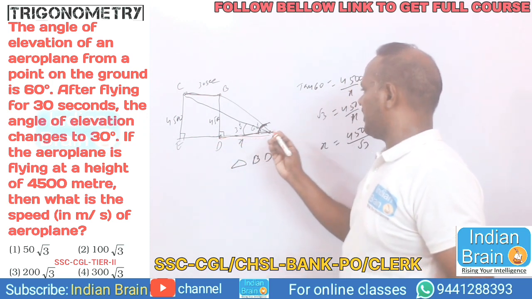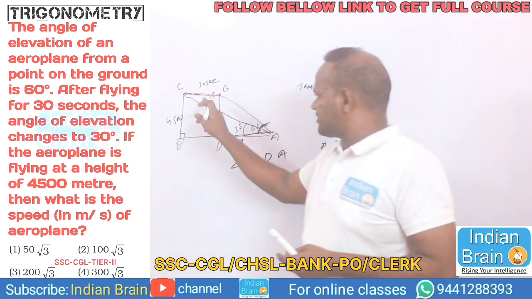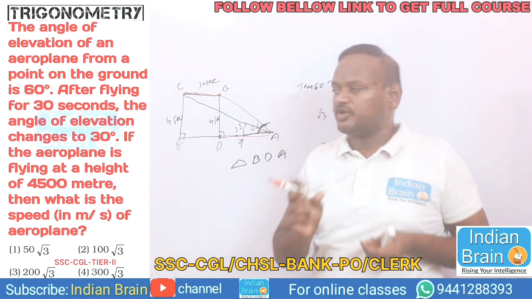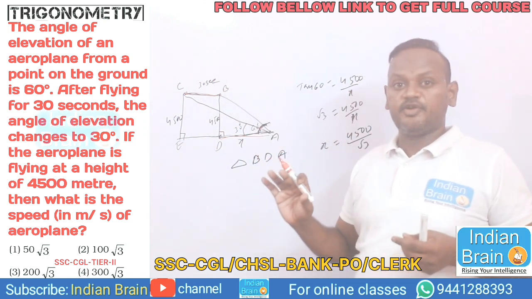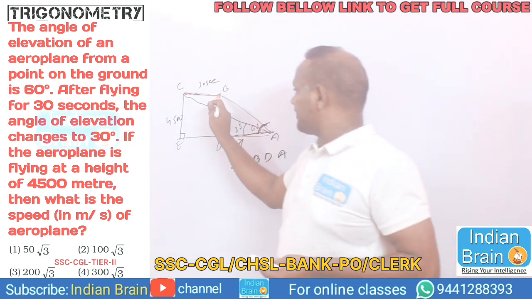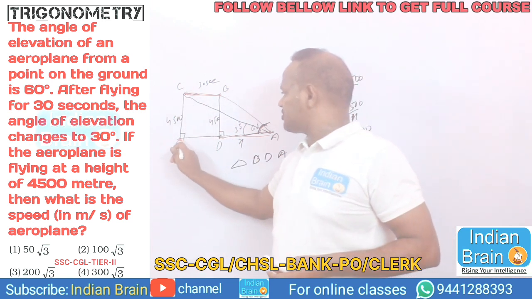Actually, what do we want? I want the distance between C and B. Why? Because it is covering a particular distance in 30 seconds. That's why I want that particular distance only. Why? Because I need to find the speed of the aeroplane. That's why I need to find the exact distance for the aeroplane. So logically, if you observe BC, the opposite side can be the same, right?